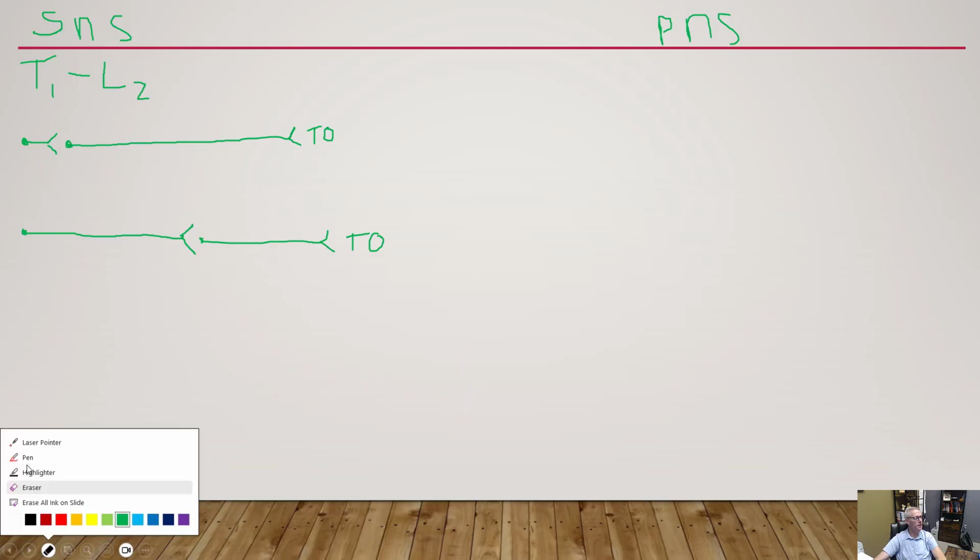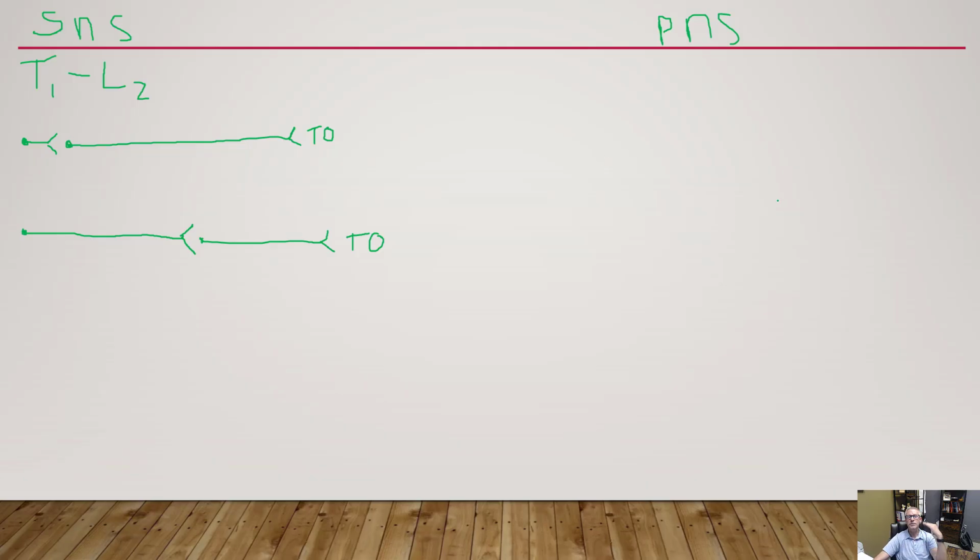Now, on the parasympathetic nervous system side, our neurons originate either in the brainstem or at S2 to S4, so our sacral region of our spinal nerves.